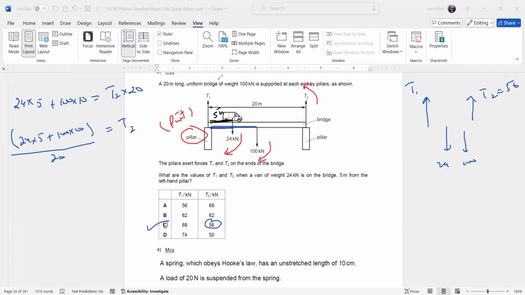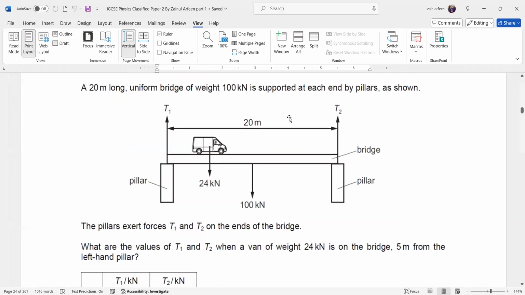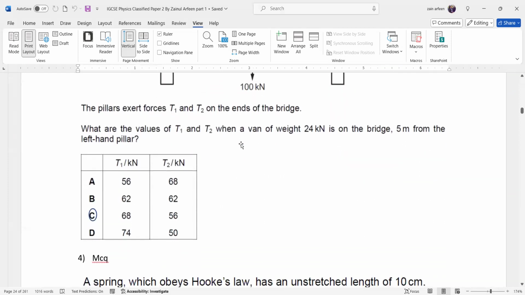Is it clear, the discussion? So whenever you see two supports, you have to consider one as a pivot. Any doubt in this? No, sir. Okay. Then we have question 4.